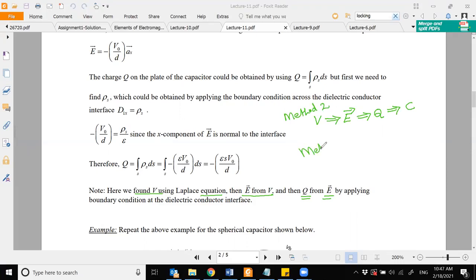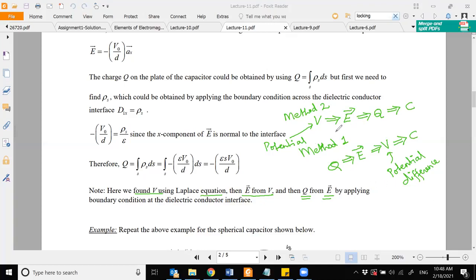In method 1, Q was given to us. So from Q, we found E. And from E, we found V. And from V, we found C. And remember, here V is referring to potential difference. And here, this V is referring to only potential. So these are the two methods.